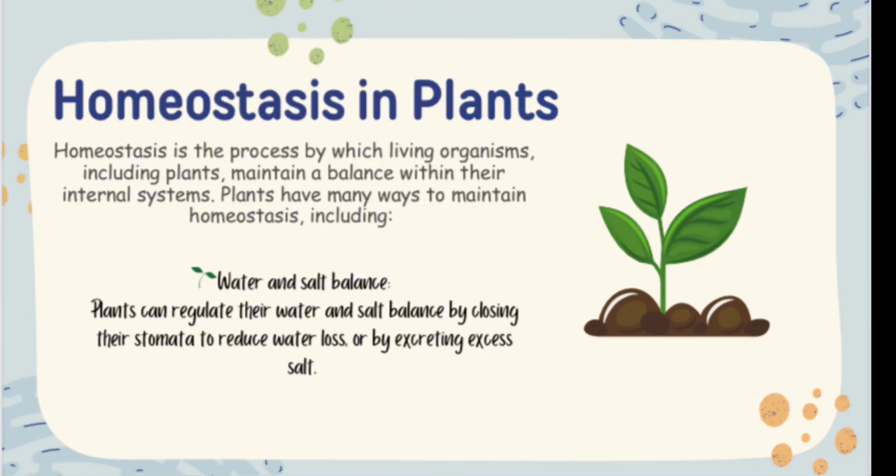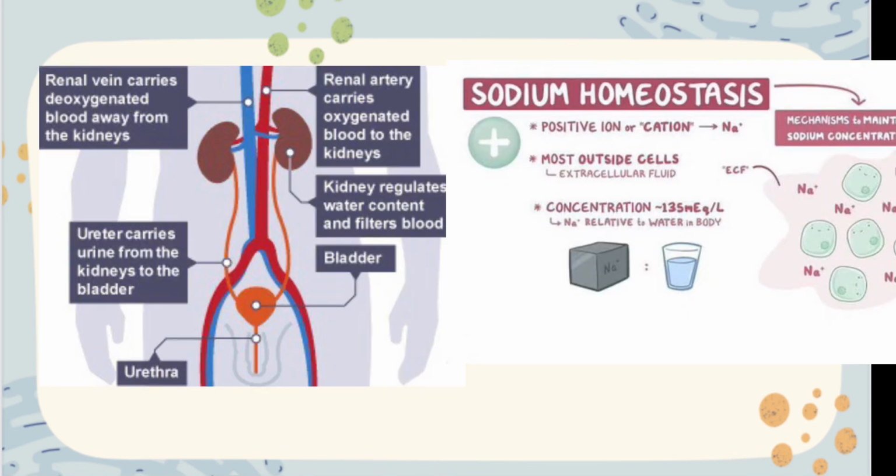Water and salt balance. Plants can regulate their water and salt balance by closing their stomata to reduce water loss or by excreting excess salt. Water and salt balance in plants are managed through a combination of physiological, biochemical, and structural mechanisms. These include osmotic regulation, ion transport, transpiration, and adaptation to prevent salt toxicity. Effective water and salt homeostasis enable plants to maintain cell structure, metabolic processes, and growth even in challenging environmental conditions.